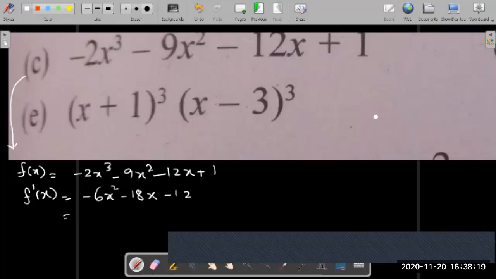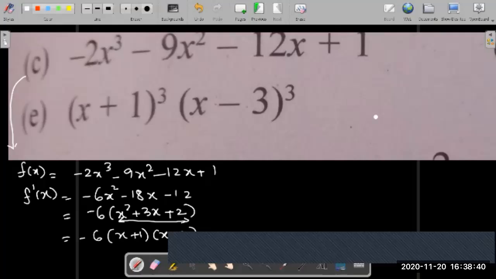So simply take out 6 common from here. We'll have x squared plus 3x plus 2. First try to factorize this. Then we'll have minus 6 into x plus 1 into x plus 2. So by the number line approach, we draw the number line and we need minus 1 and minus 2. For example, this is 0, this is minus 1 and this is minus 2. So definitely at minus 1 and minus 2 it is 0.